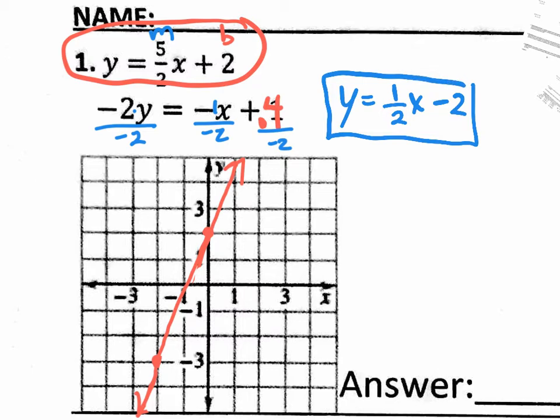It crosses the y-axis at -2. Why is that? Because that's the b value. And of course the m value, from that point, it's up 1 over 2. So if you go up 1 over 2, you're going to end up at that coordinate of 2, -1.